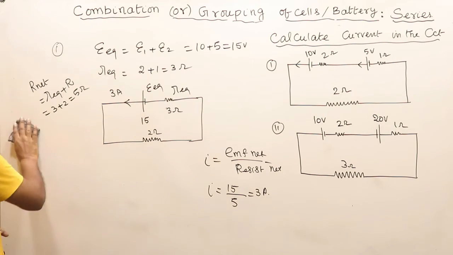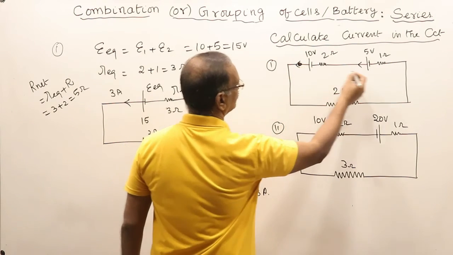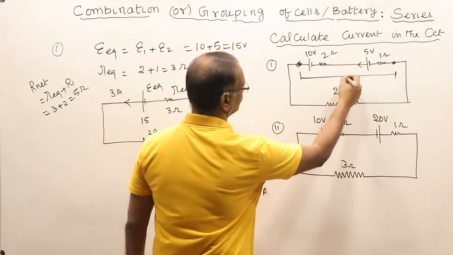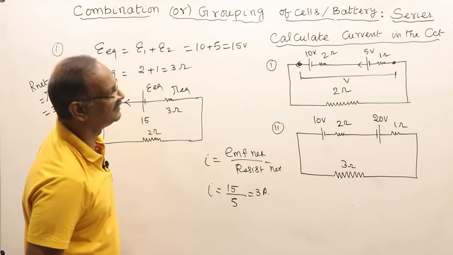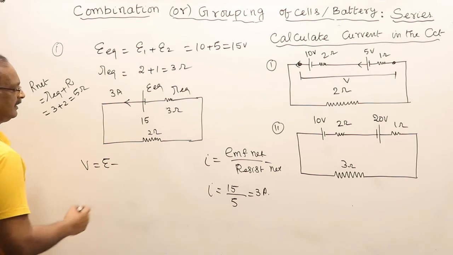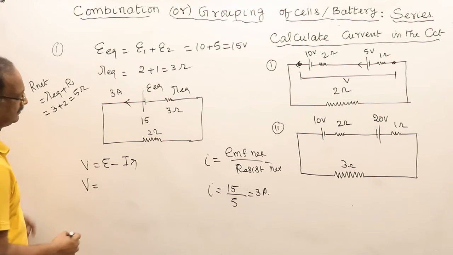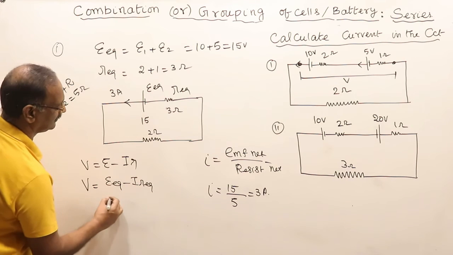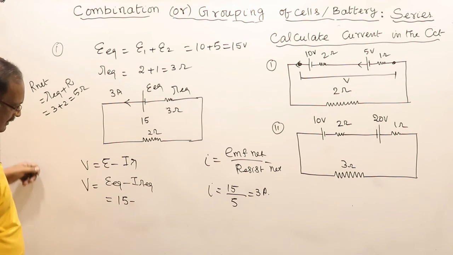For the second part, what about the terminal potential difference? This is the terminal potential between these two terminals of the battery, with the internal resistance in between the terminals. So V is equal to EMF minus the drop across the resistor, or terminal potential is equal to E equivalent minus I into R equivalent. E equivalent is equal to 15 minus I R equivalent.